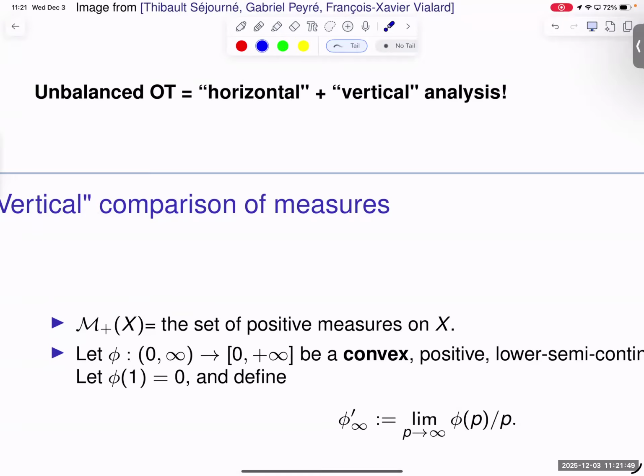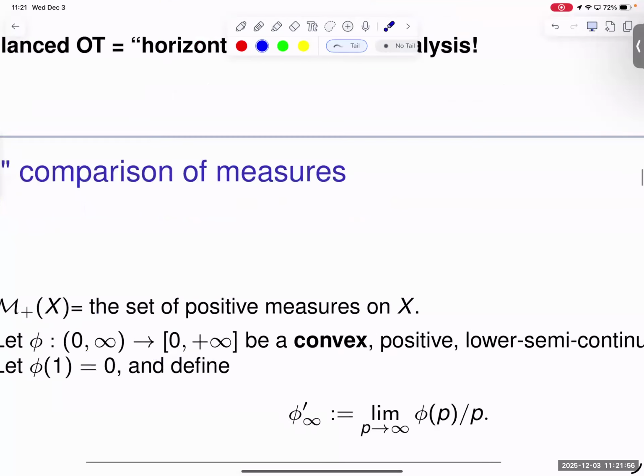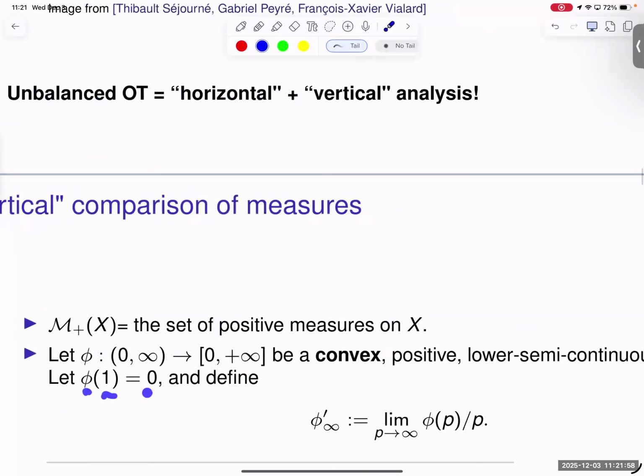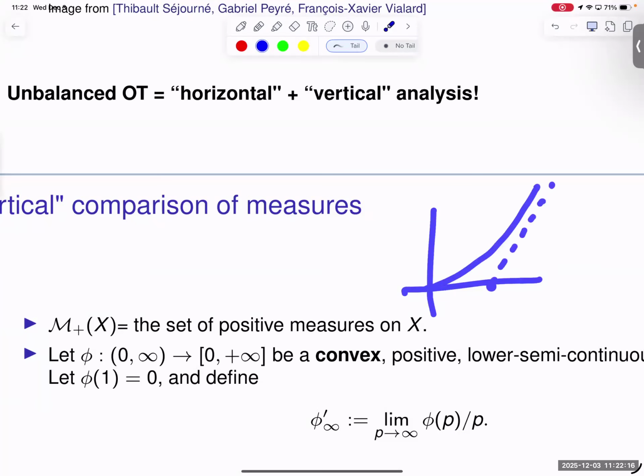And then in the following, I will consider a general class of such metrics comparing two measures in a vertical way. So let's pick some convex function phi on the positive real line, and let's say phi of 1 is 0. This is a kind of normalization. And this is nothing but the asymptotic slope of that function, as p goes to infinity. So for example, if the function looks like this, then the slope of this is exactly this.